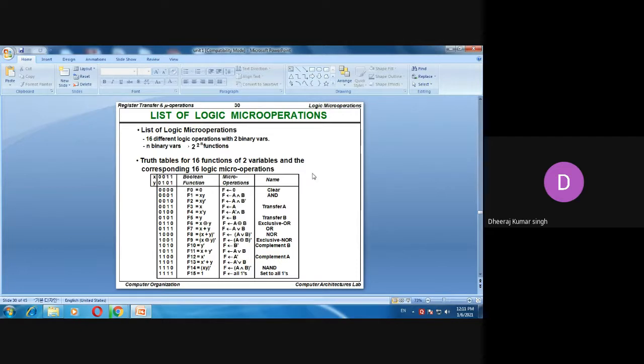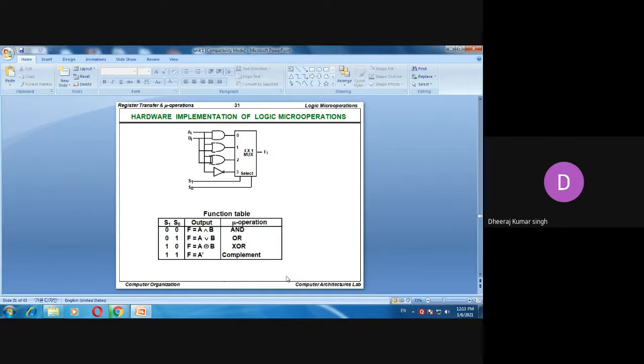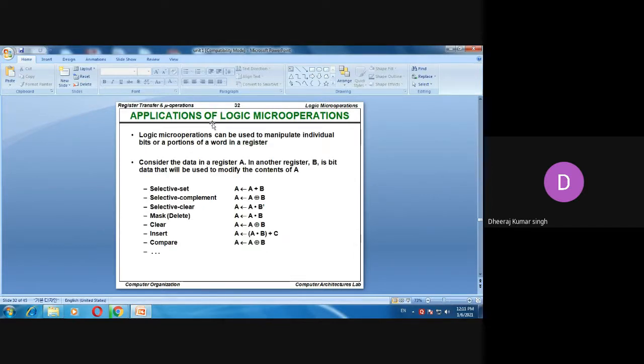So like that, some of the operations have been given in this series: clear operation, AND operation, transfer A, transfer B, exclusive OR operation, OR operation, NOR operation, exclusive NOR operation, complement B operation, NAND operation, and set all ones operation. Again, the list of logic micro operations. Logic micro operations can be used to manipulate individual bits or a portion of a word in a register.